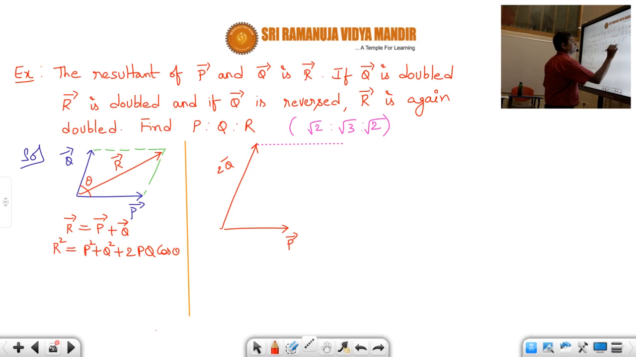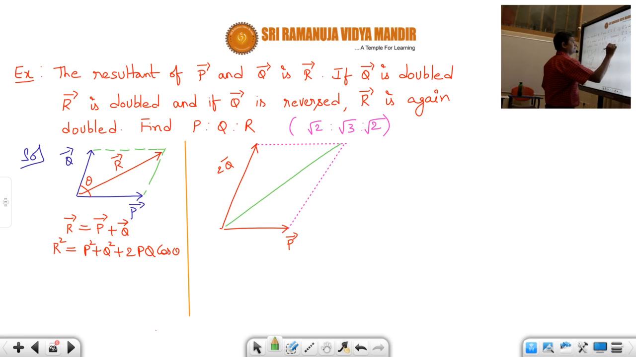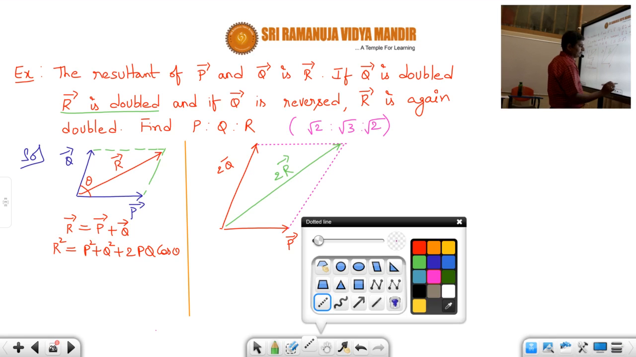We have to complete the parallelogram like this. Then you can draw the resultant, students. So when you draw the resultant, this is nothing but 2 times of R, because they told that R is doubled, students. So therefore, now you can write down the equation.